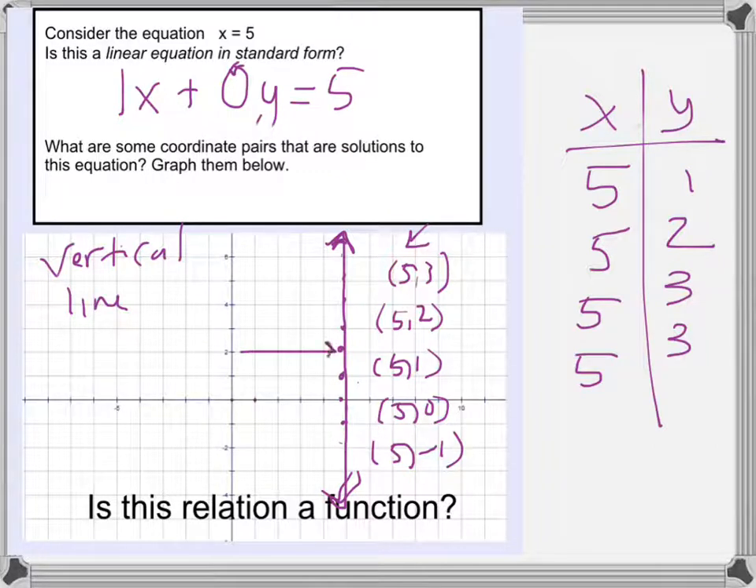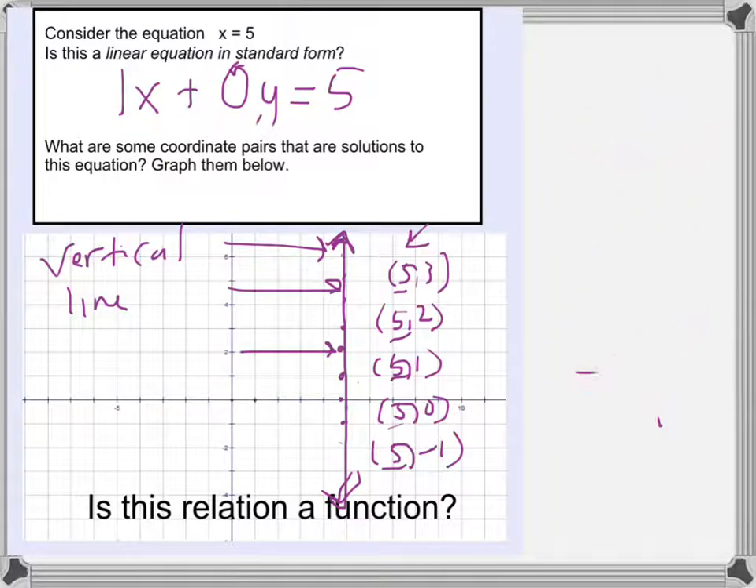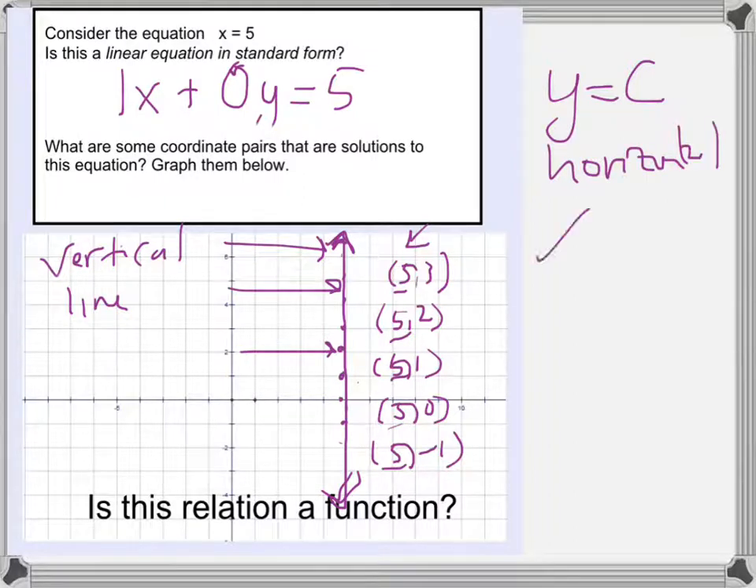So this is always 5 spaces away, which is indicated by having all of these 5s in the x-coordinate here. Okay, so what we learned so far is that equations of the form y is equal to some constant c make horizontal lines, and that the equations x is equal to some constant c are vertical lines.